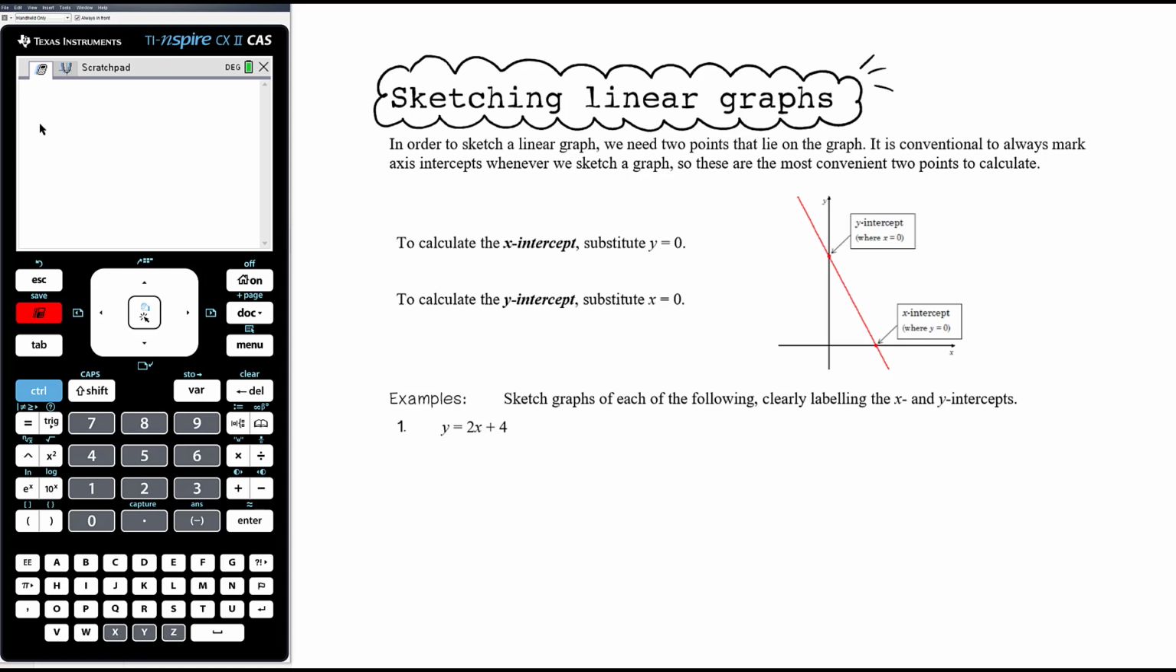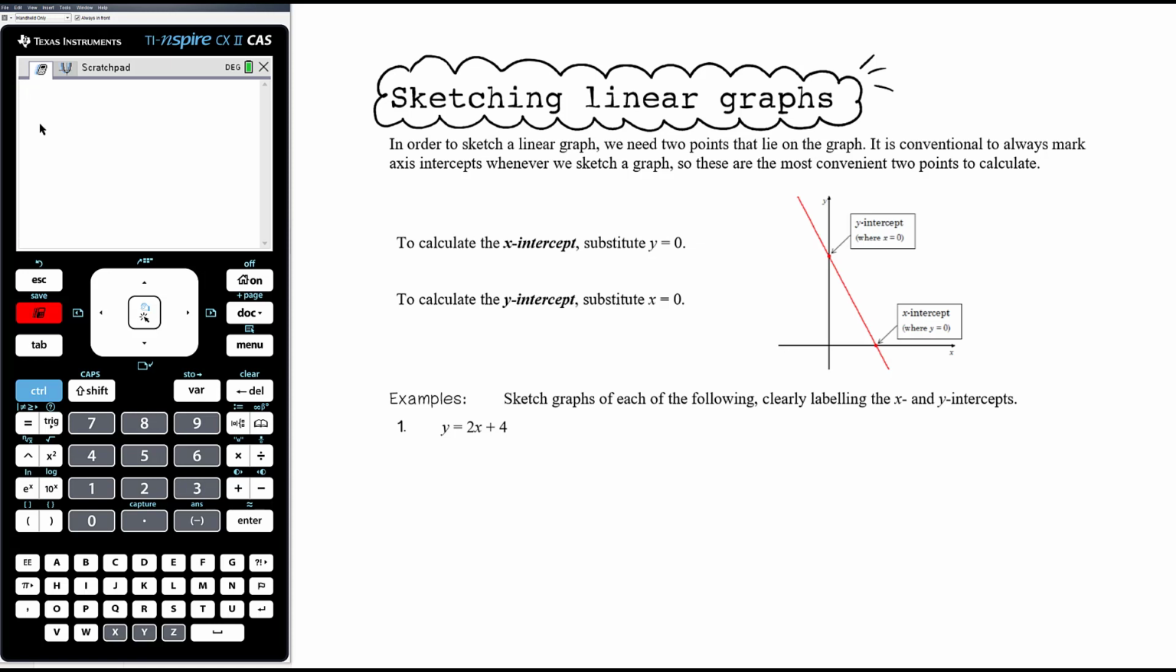Now, the other convention that we have with graphs, whether they are linear graphs, quadratic graphs, cubic graphs, all sorts of other graphs that we'll look at this year and over the next couple of years, is that whenever we draw a graph, we must always label the axis-intercepts. That is, the y-intercept, the point where the graph crosses over the y-axis, and the x-intercept, the point where the graph crosses over the x-axis.